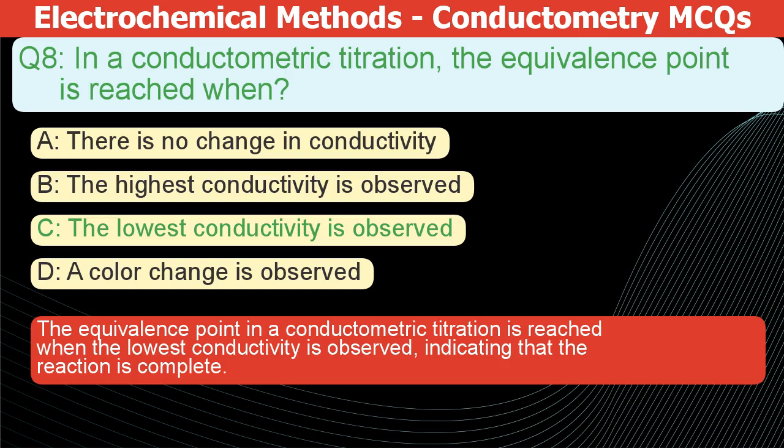The correct answer is C. The equivalence point in a conductometric titration is reached when the lowest conductivity is observed, indicating that the reaction is complete.